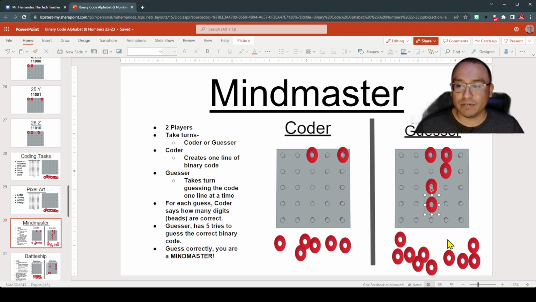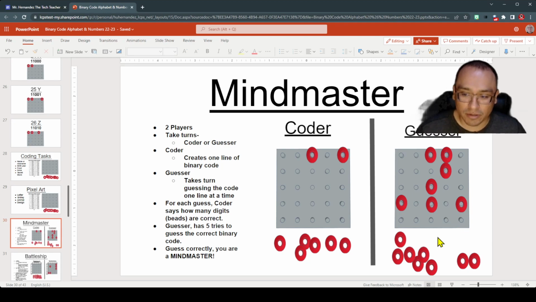I could go lots of ways, right? What if I do something like this as the guesser? Okay. You never know. It's hard. It's challenging. And then the coder would say, you have 2 lines of code correct.